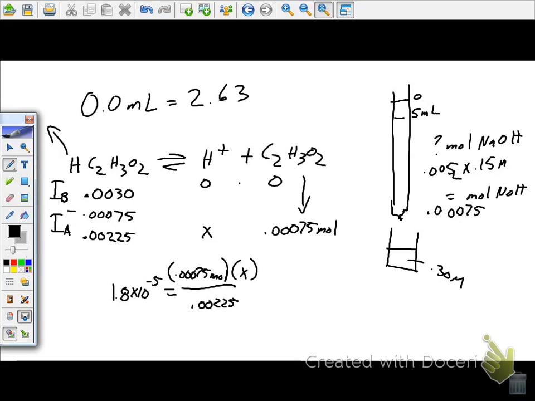So what is X? 5.4 times 10 to the negative fifth. You take the minus log of that number, because that's X, and that gives you the pH. So the pH is equal to what? 4.27.